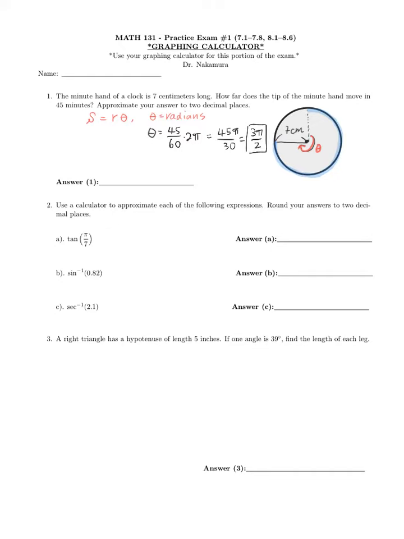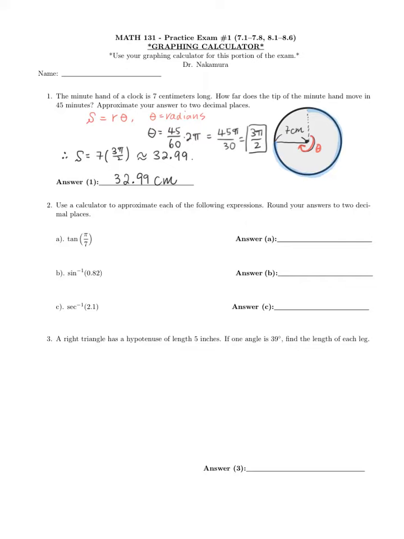So we're good to go. So therefore, our S is radius is 7, times it by our angle theta in radian measure, which is 3 pi over 2. So punch that in the calculator, you should get approximately 32.99. So I'm just going to keep that as my answer. So the answer for 1 is 32.99. Don't forget your units, centimeters.